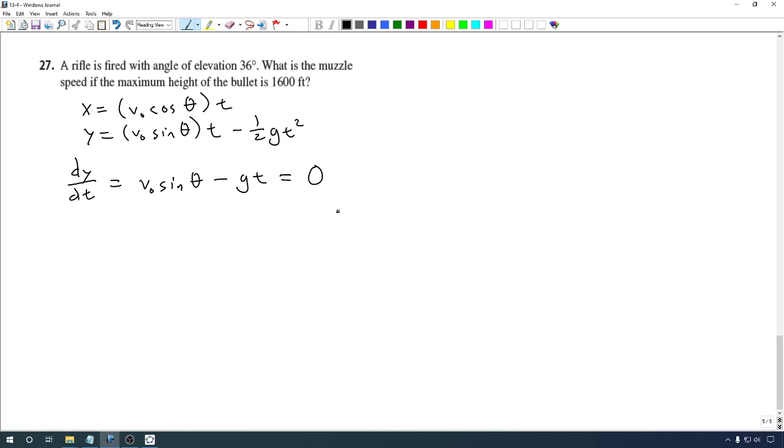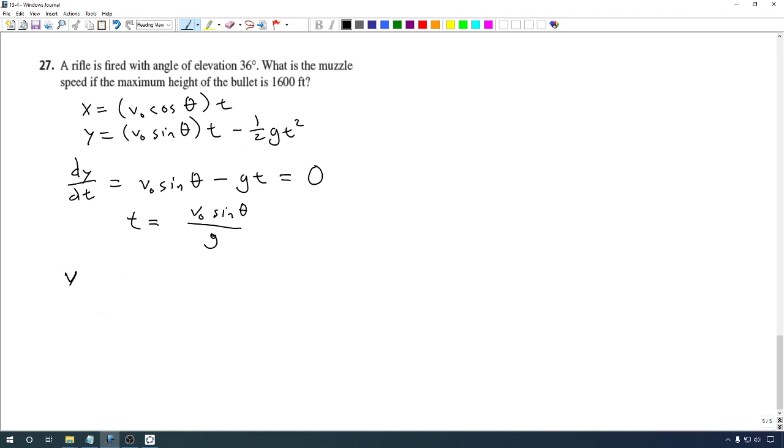So we're solving for t. Set this equal to 0, we solve for t. Let's bring the gt over to the other side and divide by g. And we get t is v naught sine theta over g. Unfortunately, that doesn't tell us everything. We still have v naught in the formula, but at the very least we can go ahead and plug this into our formula for y.